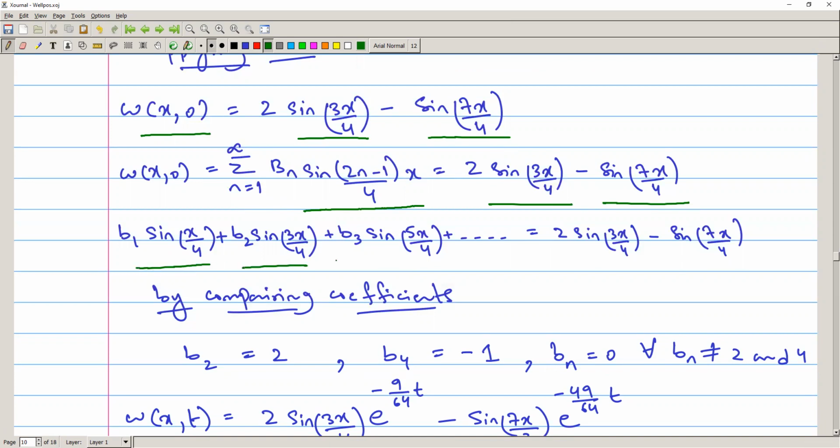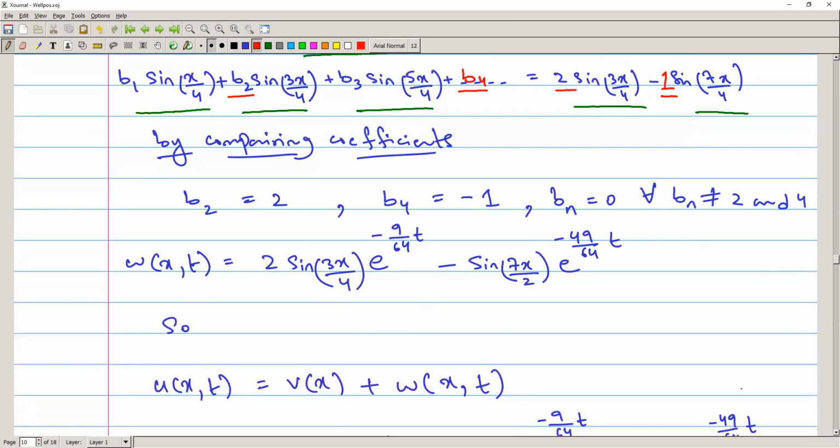So now we will generate the series to compare the coefficients, right? So this b2 will be compared with this, and then here somewhere b4, right? This b4 will be compared to this, which is 1 actually, right? And all other coefficients will be 0, right? So here we write b2 is equal to 2, b4 is equal to -1, and all other b_n are 0 for all n not equal to 2 and 4, right?